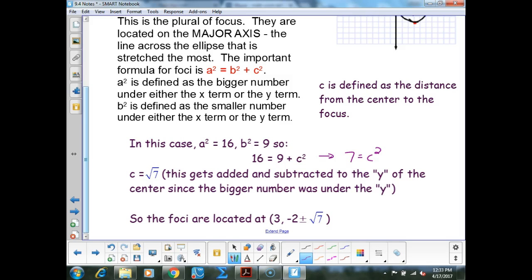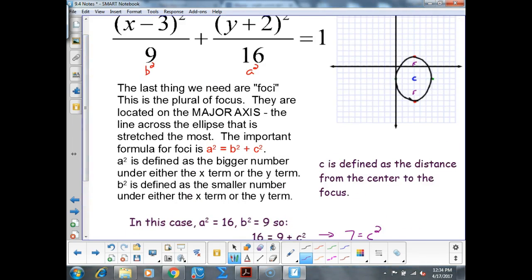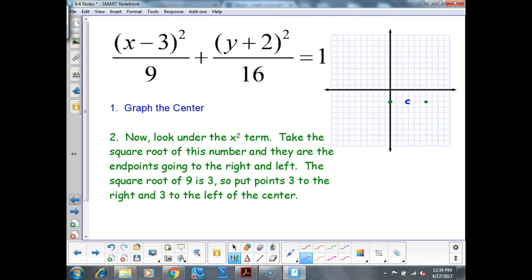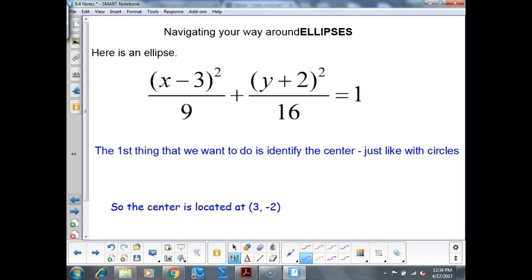I have to add the c value. You understand where I got the c value? By solving this equation for c. I have to add that because my major axis is vertical. I'm going to add c to the y part of my center, which gets me this one. I'm going to subtract c from the y part of my center, which gets me that one. So this point here is (3, -2 + square root of 7). This one down here is (3, -2 - square root of 7), from the center. That's where you start. Start at the center.